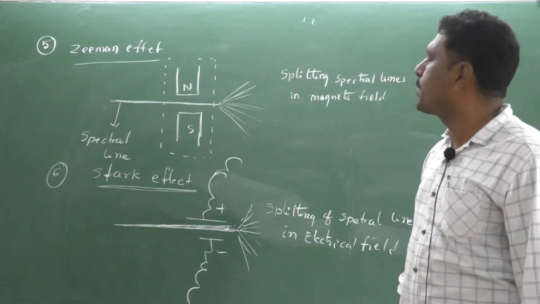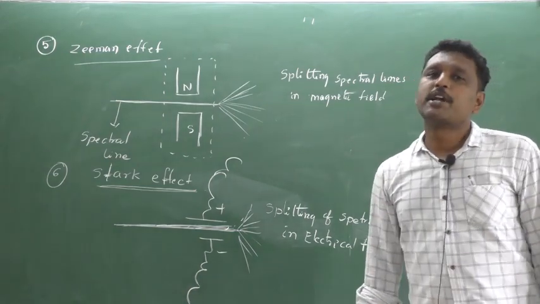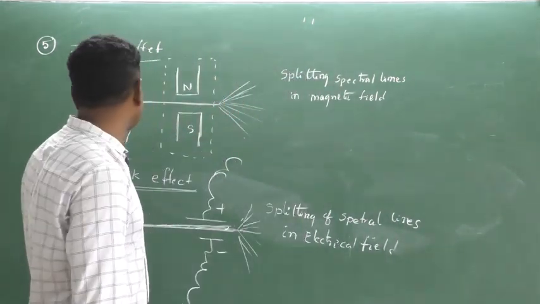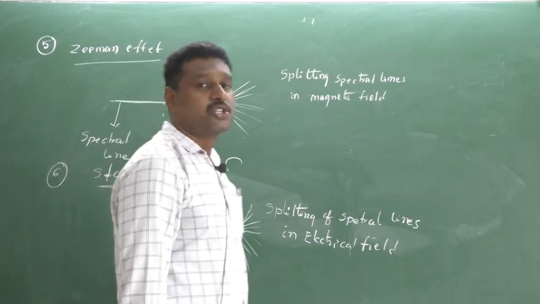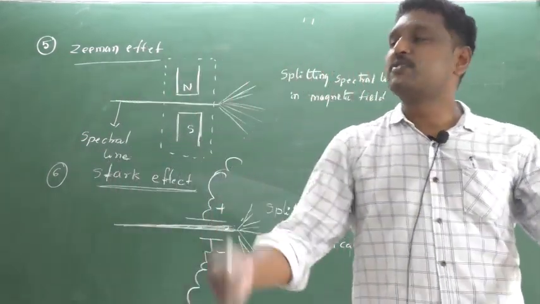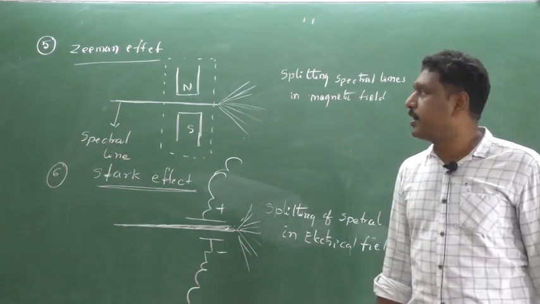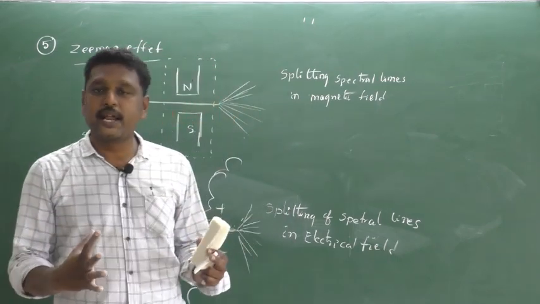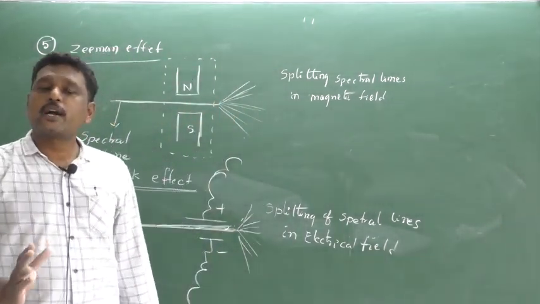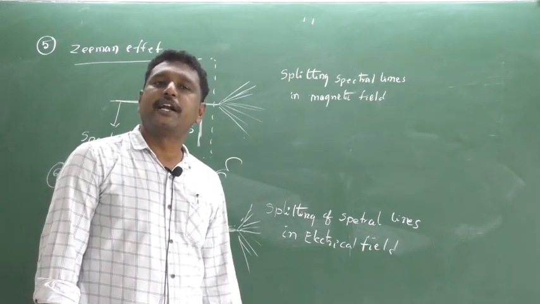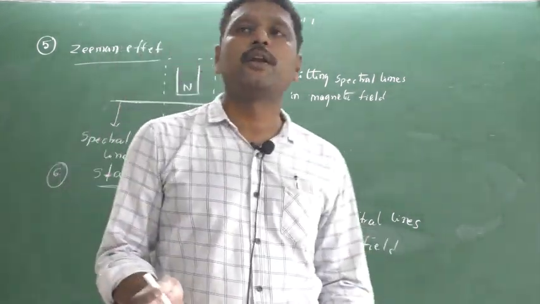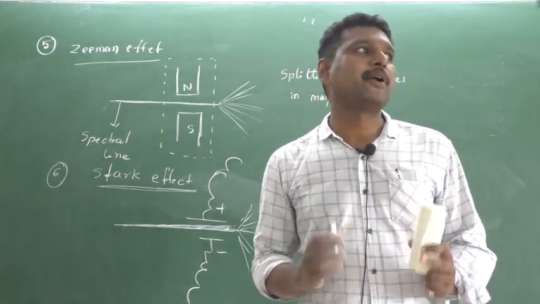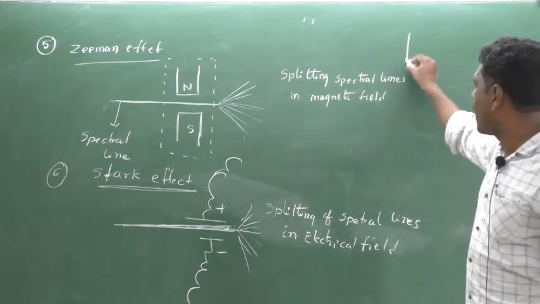Splitting of spectral lines in a magnetic field is called the Zeeman effect. Splitting of spectral lines in the presence of an electrical field is called the Stark effect. So Bohr's atomic model does not explain the Zeeman effect and Stark effect. After that, Bohr's theory is not in agreement with Heisenberg's uncertainty principle. This is the 7th point.